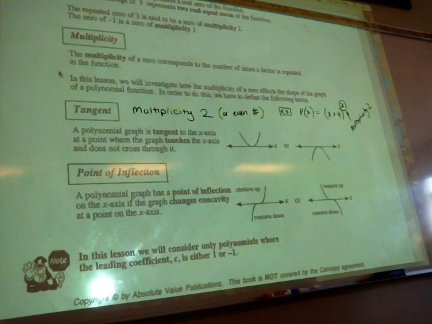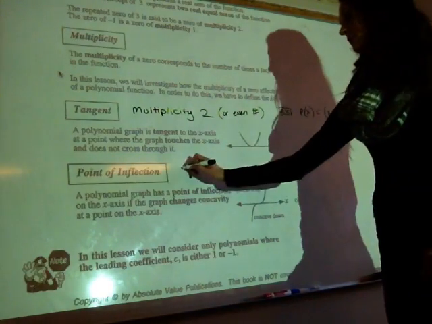The other type of shape we're going to see is called a point of inflection, and that's when we have a multiplicity of 3.